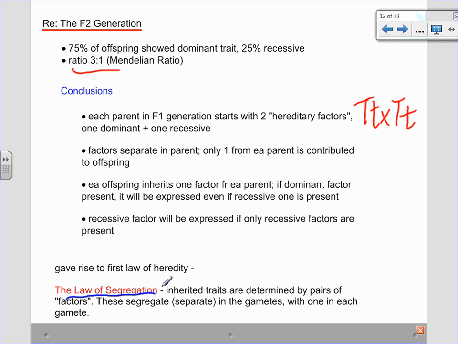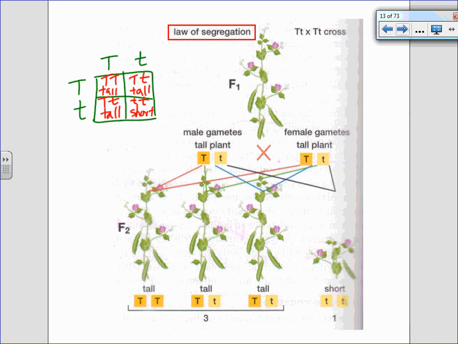So this gives rise to the first law of heredity, the law of segregation, which said inherited traits are determined by pairs of factors, which we know now to be genes or alleles of the genes. These segregate or separate in the gametes with 1 in each gamete. Okay, so we've already done this and talked about this part.